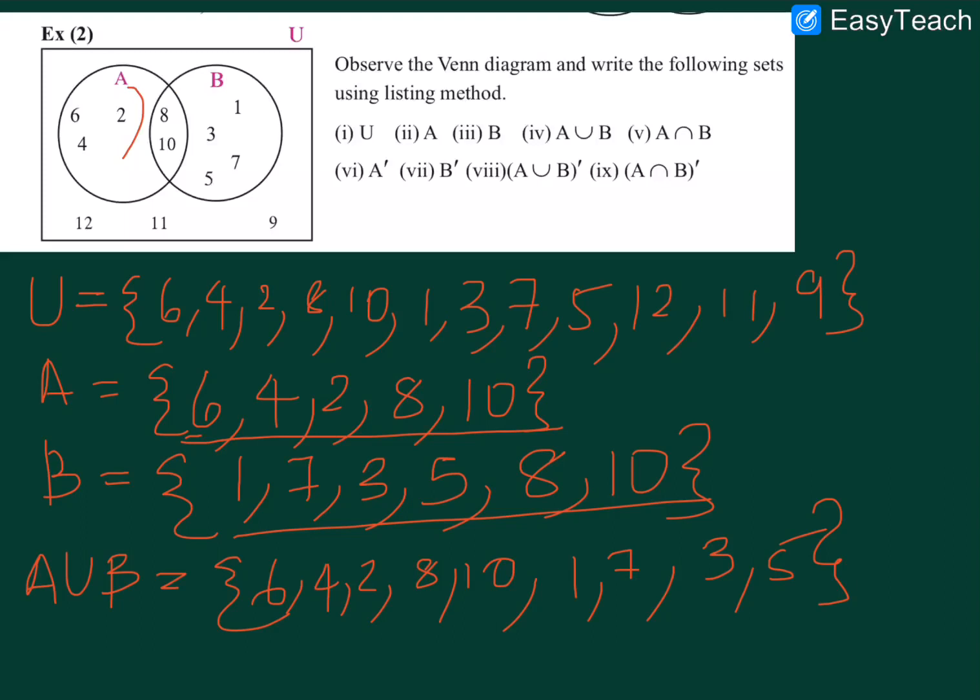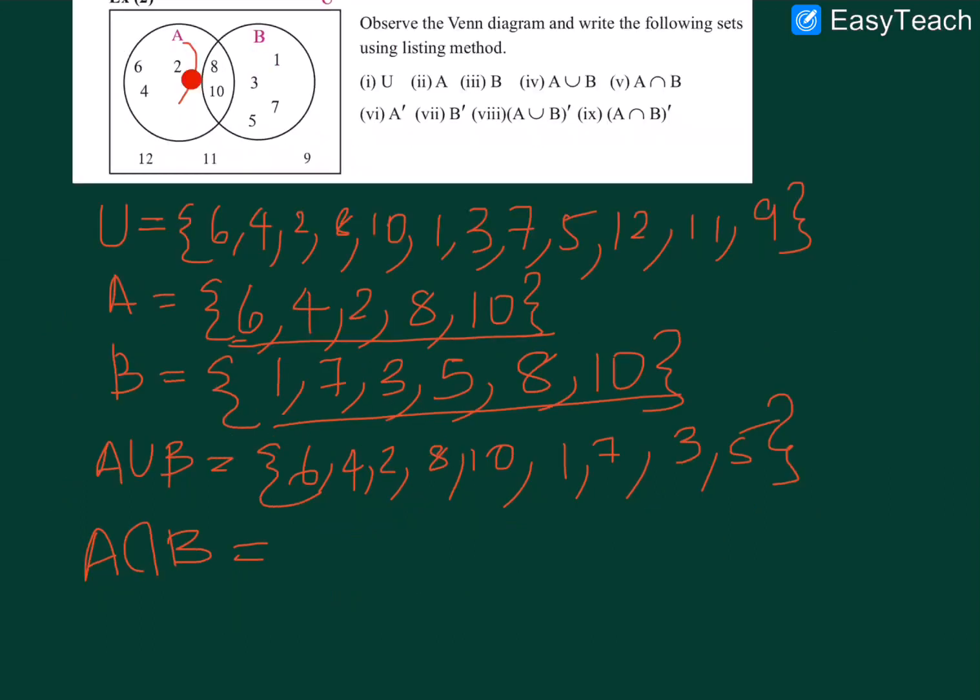Next is A intersection B, that is the elements inside both A and B. A intersection B is very clear from the image: it is the set of elements 8 and 10. What is next? Next is A complement. That is the elements in U that are not in A. So the elements will be here and not in this.